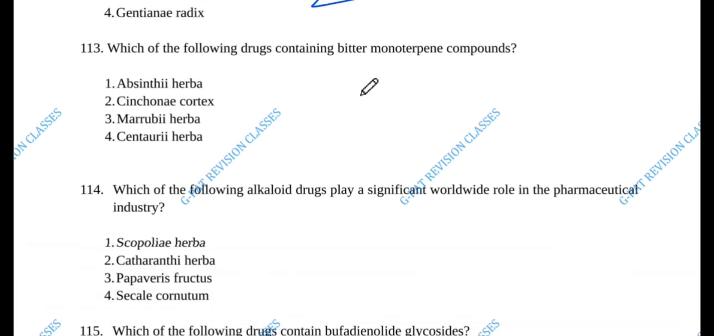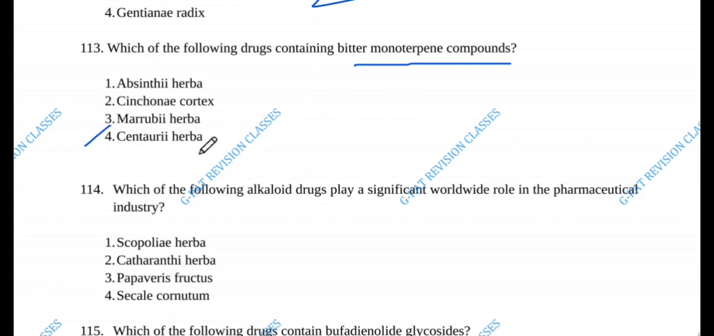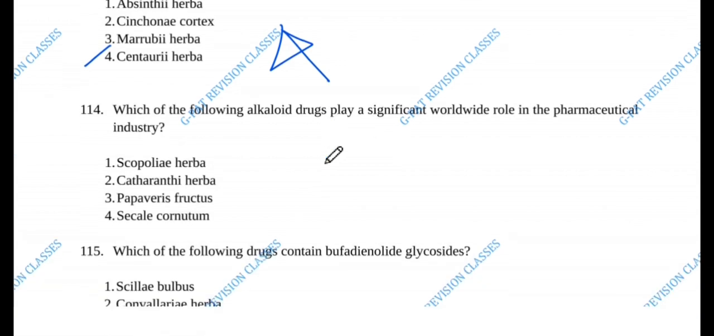Which of the following drugs contain bitter monoterpene compounds? The answer is 4, Centaurii herba. The answer is 4. Next is question number 114.